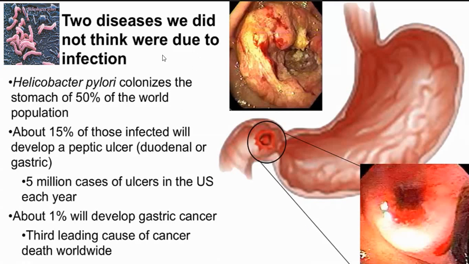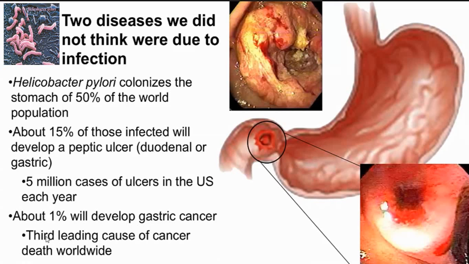Two diseases are very common due to H. pylori infection. We already mentioned 50% of the world population is infected with H. pylori, of which 15% of those infected people will develop peptic ulcer, which can be duodenal ulcer or gastric ulcer, of which duodenal ulcer is most common as compared to gastric ulcer. 5 million cases of ulcer in the USA each year are secondary to H. pylori infection.